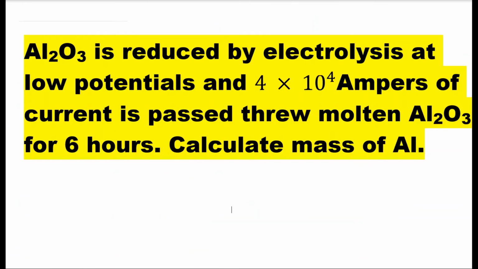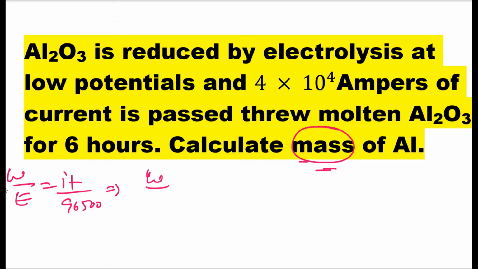Yes, next problem. Al2O3 is reduced by electrolysis at low potentials, and 4 into 10 power 4 amperes of current is passed through molten Al2O3 for 6 hours. Calculate the mass. Again, a simple, same model problem. W by E is equal to I T by 96,500. And W you have to calculate here, directly, the mass.